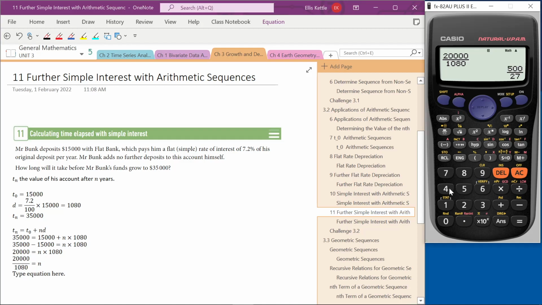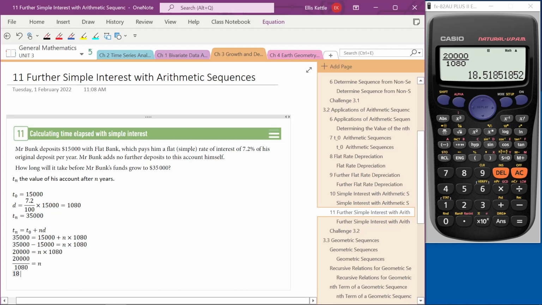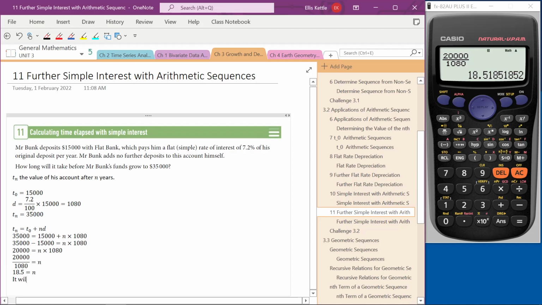And that's equal to 18.5. Now remember, we rarely ever want to know things in decimals, especially when dealing with arithmetic sequences, okay? So since you get interest yearly, that means that he's going to have to wait until the 19th year. So we're going to have to round up here. Therefore, it will take 19 years for Mr. Bunk's funds to grow to $35,000.